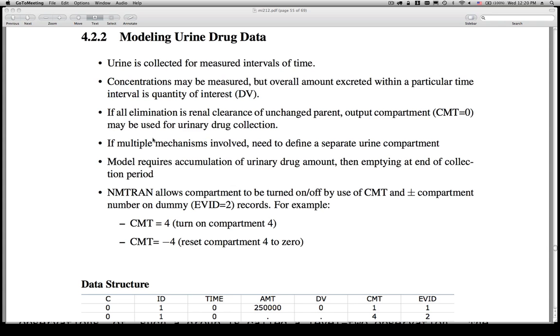The tricky thing about urinary collection data is that we don't have a continuous concentration time curve. What we have are batches of urine that are collected in intervals, and we'll have some amount of drug that was in that urinary collection interval. It's not reliable to use the concentration because, of course, urine volume is affected by many factors that might influence the concentration of that drug. So urine concentration is not very useful here. What we want to know is what's the total amount of drug or metabolite that was excreted via urinary elimination in a window of time. So that's the measure we're going to use, the amount excreted.